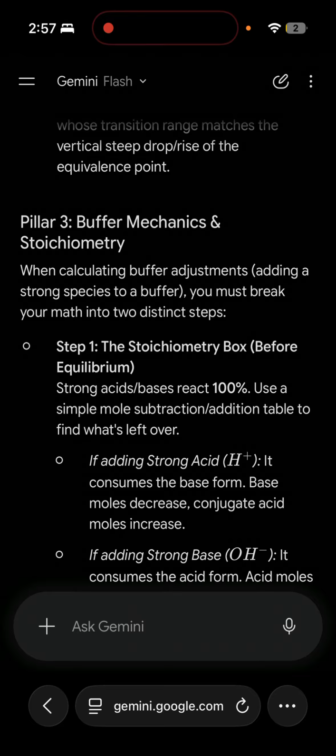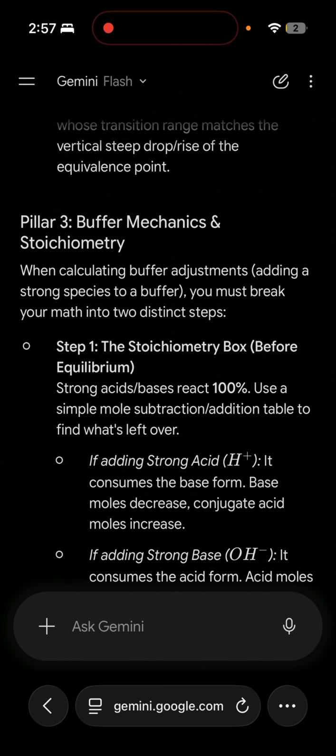3. Equivalence point, the steepest vertical section of the curve, where moles of acid equal moles of base. Look at pH to find unknowns. pH equals 7, strong plus strong. pH is greater than 7, weak acid plus strong base. pH is less than 7, strong acid plus weak base.